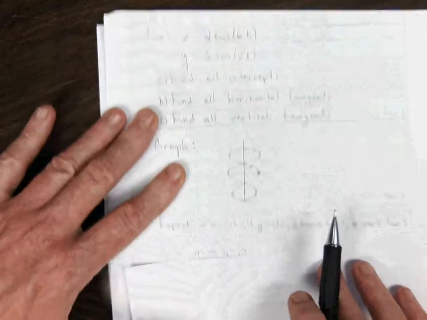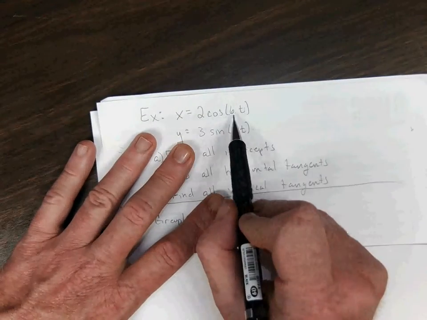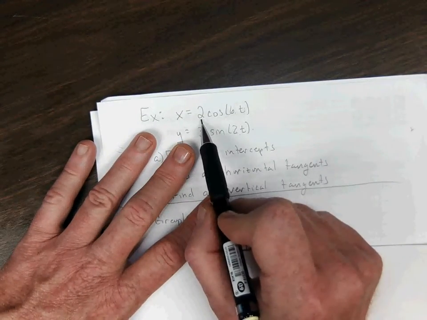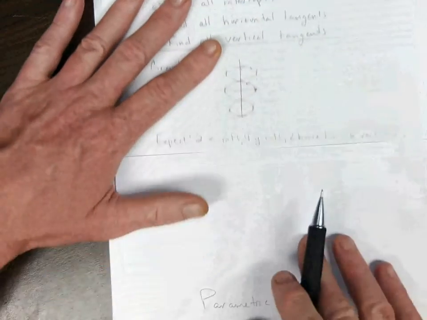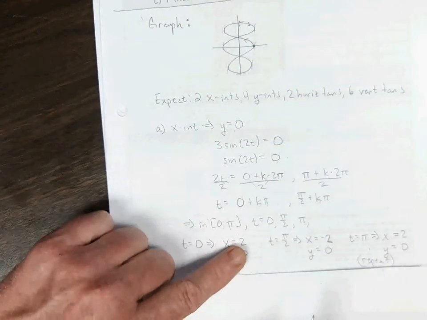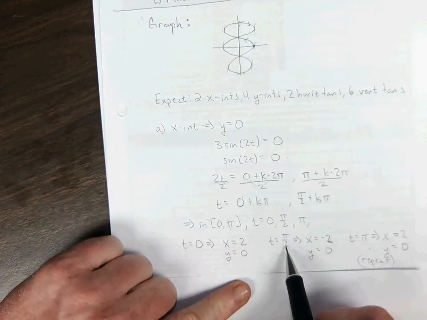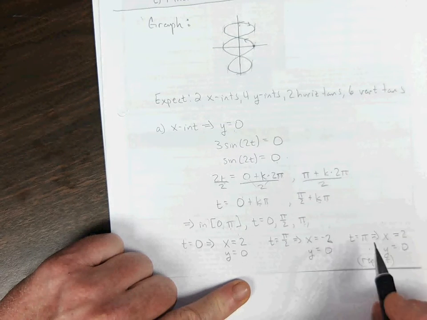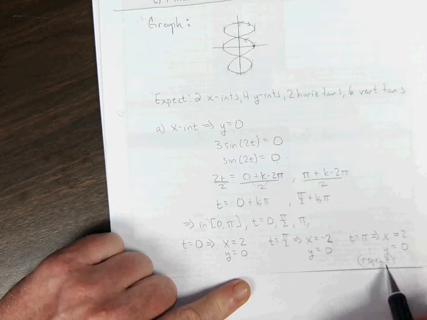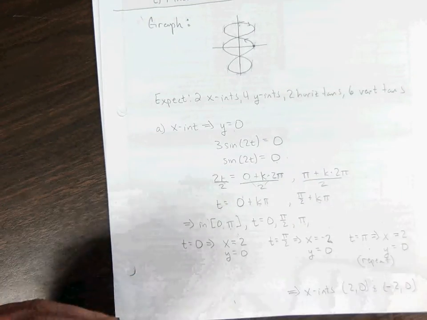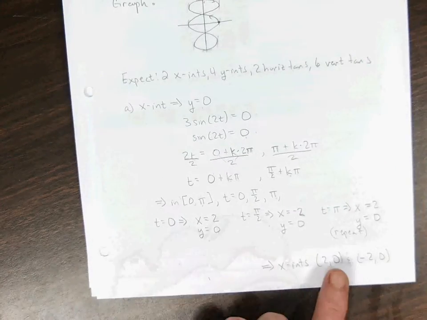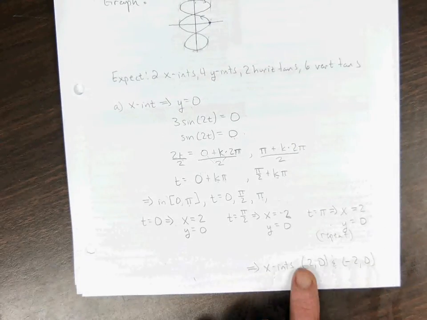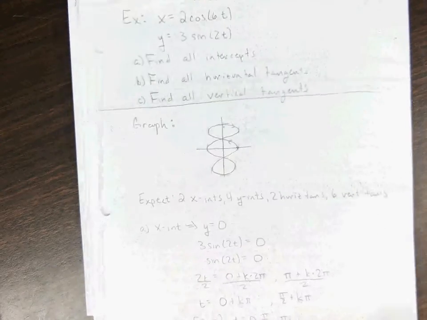So if I'm plugging in t equals 0 for x, I'm coming up here and plugging in t equals 0, so I have 2 cosine of 0. Cosine of 0 is 1. So you get x is equal to 2. If you plug in t equals pi over 2, you get negative 2, 0. And then if you plug in t equals pi, you get 2, 0 again. That's a repeat. If we're just asking for x-intercepts, there's only 2, which we expected. So there's our 2 x-intercepts.